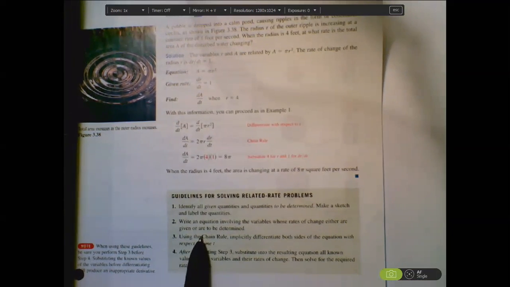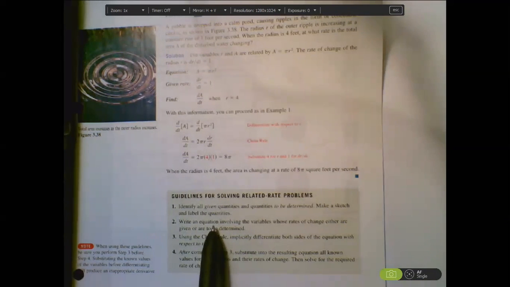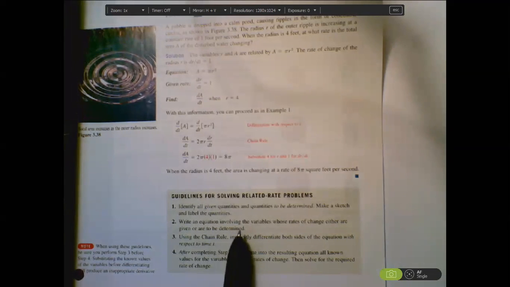So in step 2, you're going to have an equation that involves all the rates that are either given or to be determined. In step 3, you're going to differentiate both sides with respect to time, and not until after you've done that are you going to substitute in the values to find the rate of change that you wanted.